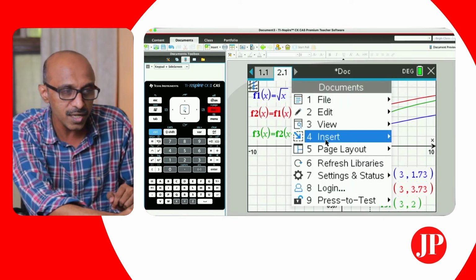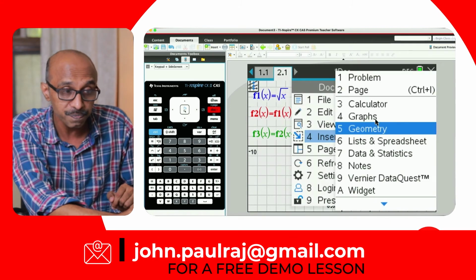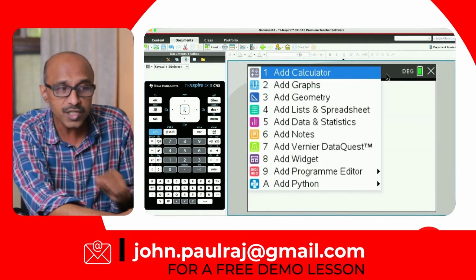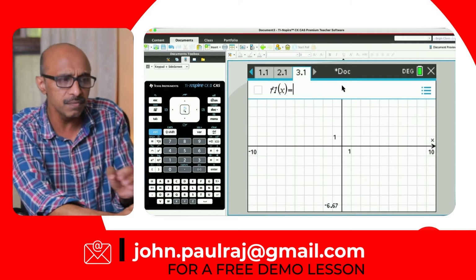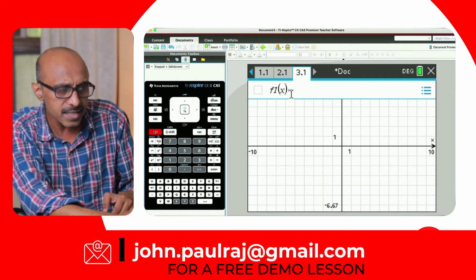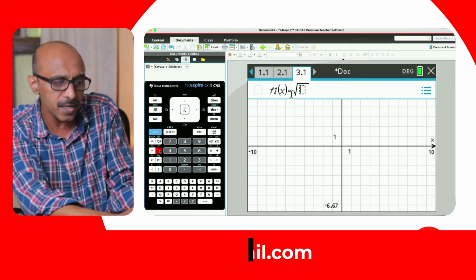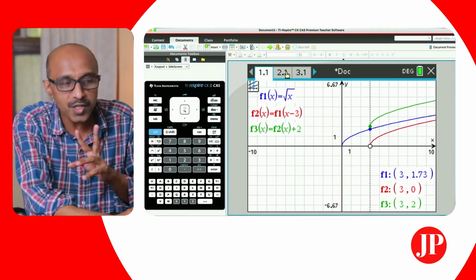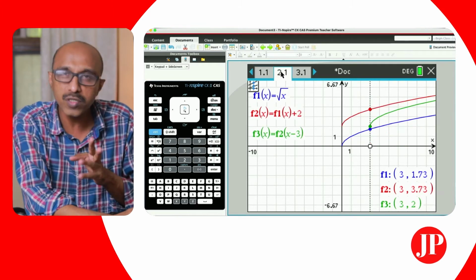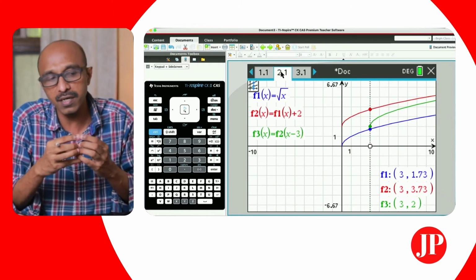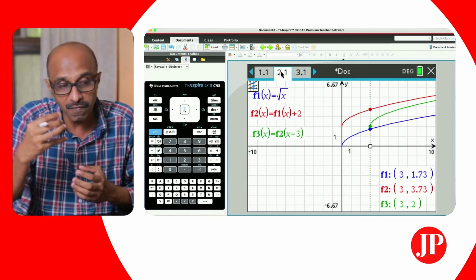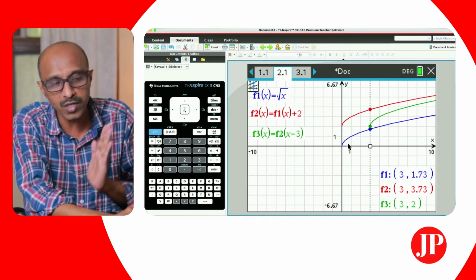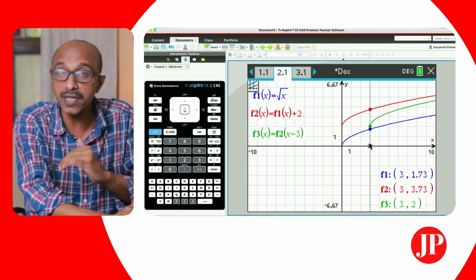So let me just insert another problem. And this time, let's keep the same parent function. Okay, this time let's mix it with a stretch. In the first case, what we compared was the combination of the transformations was both translation horizontally and translation vertically. We took translation horizontally to the right and vertically up.